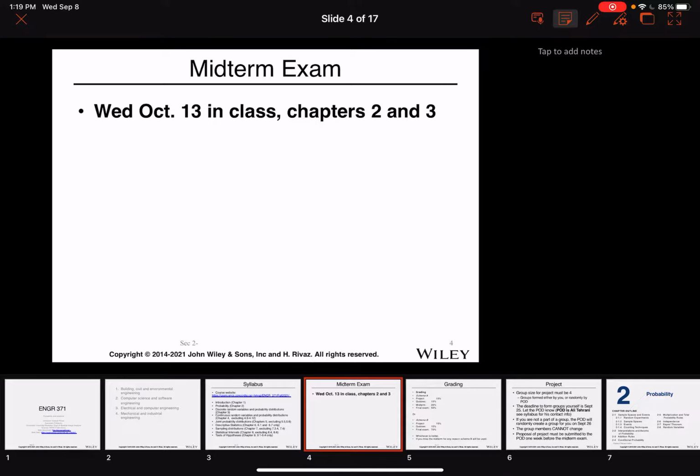The midterm is going to be in class. Please mark your calendar, that's the date: Wednesday, October 13th, and it's only chapters 2 and 3. There are 3 sections of this course. Each section has its own midterm, but the final exam will be the same final exam for all 3 sections.